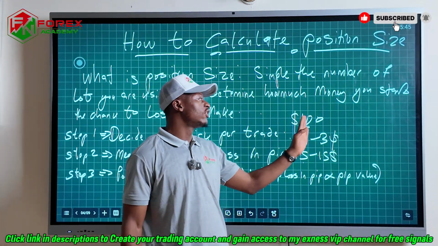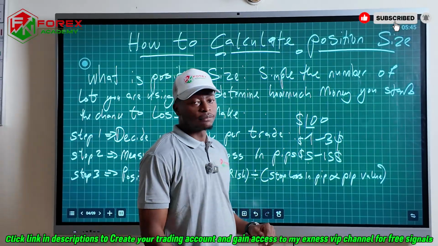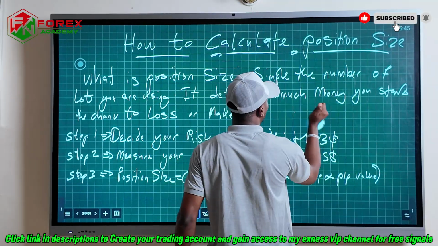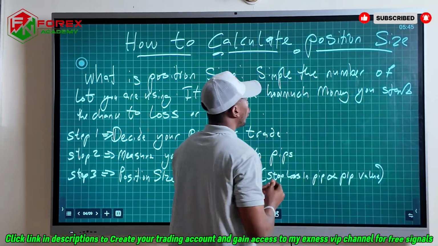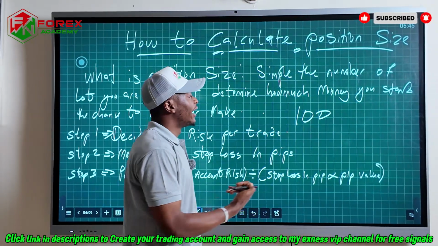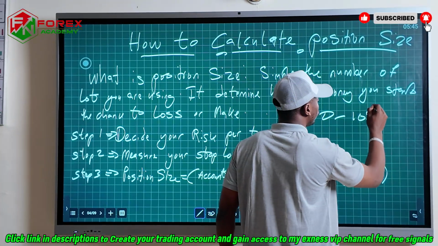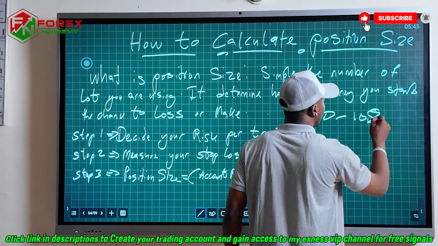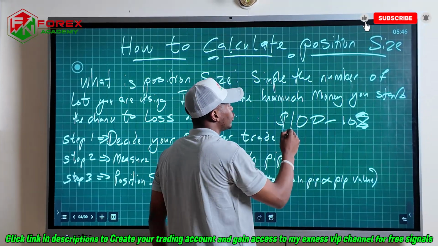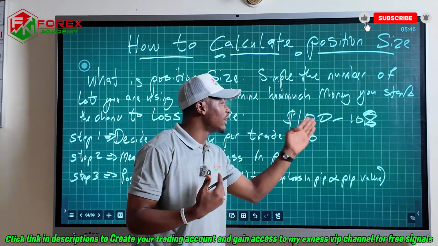So once you decide your risk per trade, the next thing is to measure your stop loss in pips. Measure your stop loss in pips. If I've decided, okay, we'll work on this $100, right? So if I have my $100 account and I decide I want to risk 10% of my account, which therefore means that on this $100, I'll be risking $10 per trade. Now I've decided I want to risk $10 on my account.